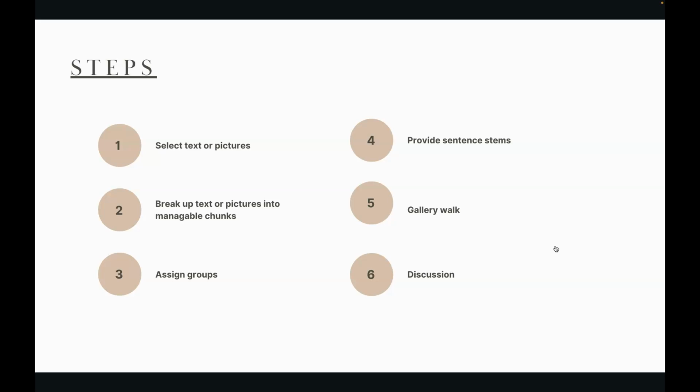And then you're going to assign your groups. So usually you do groups of 2 or 3, which is more manageable. Next, you have to provide sentence stems for them. So while they're looking at the text or the picture, they have something to go off of so that they can fill out the sentence stems. And then you actually do the gallery walk. It's usually just a couple minutes for each station or each spot. And then you come together as a whole class afterwards to discuss what you learned.